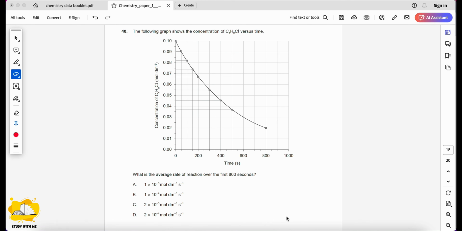Okay, for number 40, the following graph shows the concentration of C4H9Cl versus time. So you need to find the average rate. If you draw the line, you will find that delta y will be 0.08 minus 0, and delta x will be 800 minus 0. So if you divide delta y by delta x, you will get 1 times 10 to the power negative 4. So the answer is B.